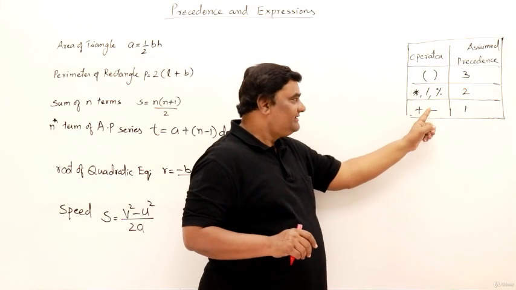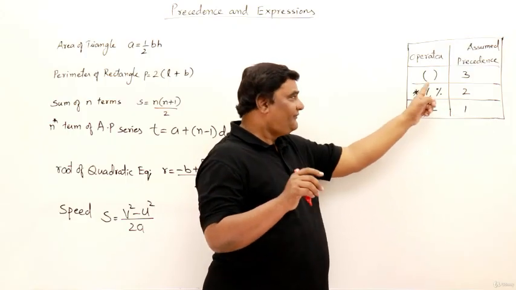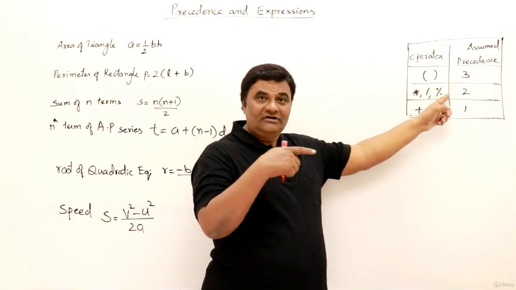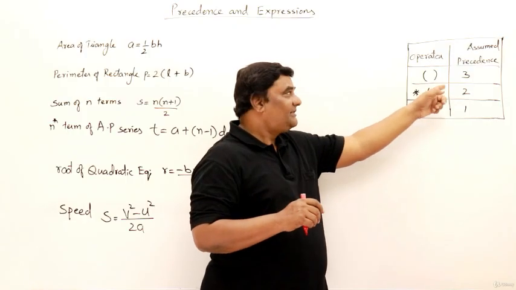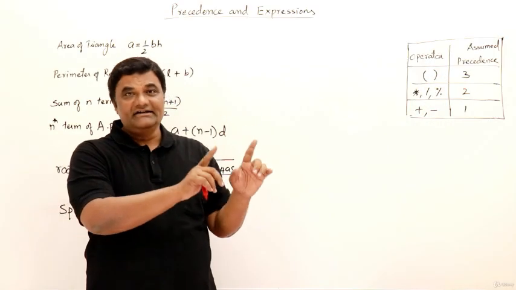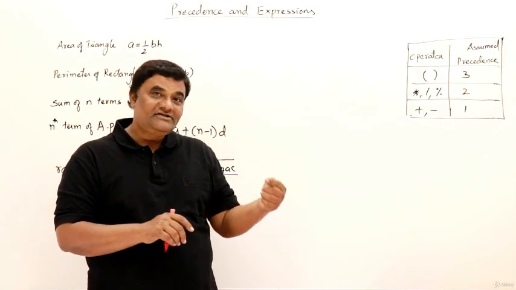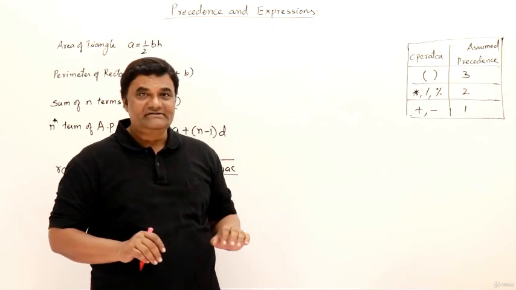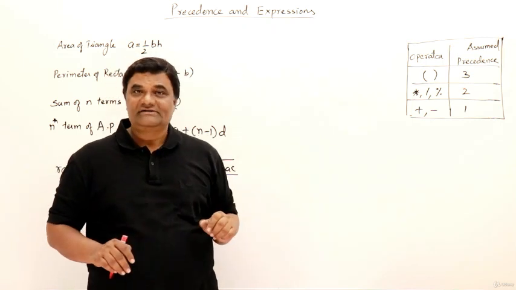Assume that the precedence of this one is 1, the precedence for multiplication, division and mod for all of them is 2, and this bracket is 3. These numbers show that bracket has the highest precedence and addition and subtraction have the lowest precedence among arithmetic operators.